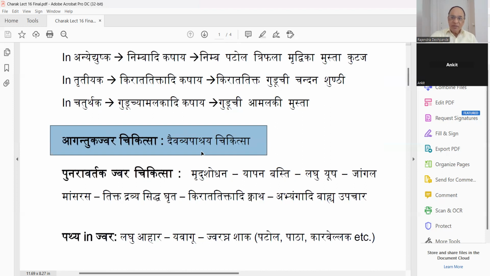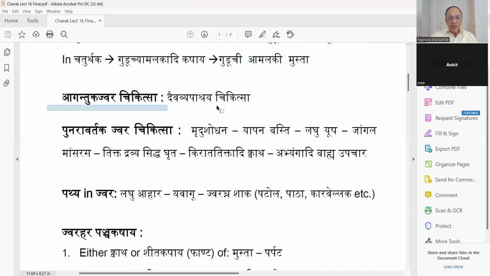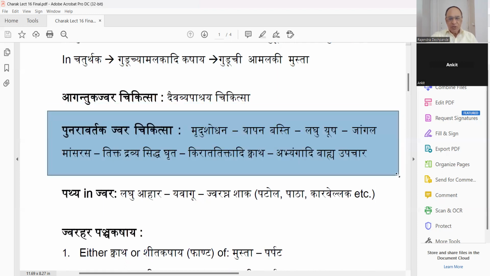you can chant different mantras according to your own कुल दैवत के अनुसार आप चैंटिंग कर सकते हैं। बाद में you can wear some precious stones according to the ग्रह बाधा और इन्फेक्शन। Then there is a relapsing fever, है ना। आगे चलकर पुनरावर्तक ज्वर चिकित्सा। जो ज्वर, which fever comes again and again, what to do?